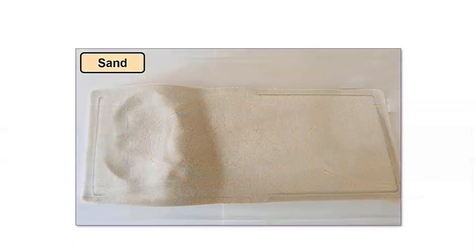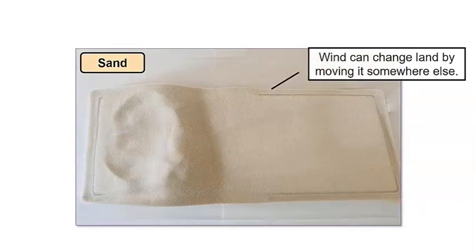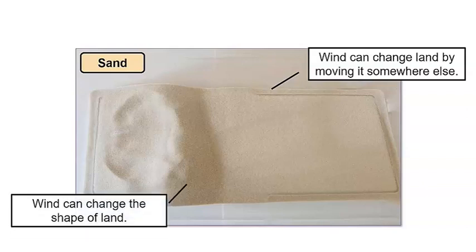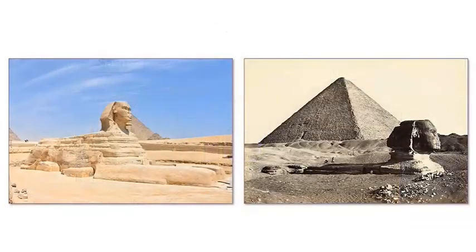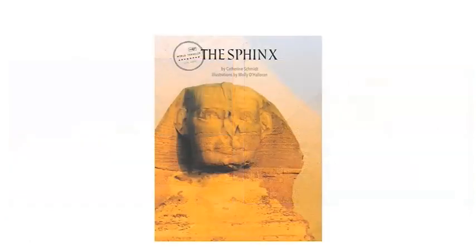Our observations show us that wind can change land by moving it somewhere else, and wind can change the shape of land. This evidence supports our claim that wind can change land. Let's think about Egypt and the Sphinx again. Maybe we can find out now what happened to the Sphinx.